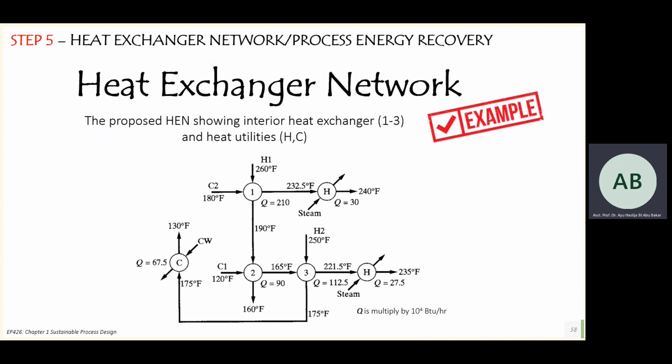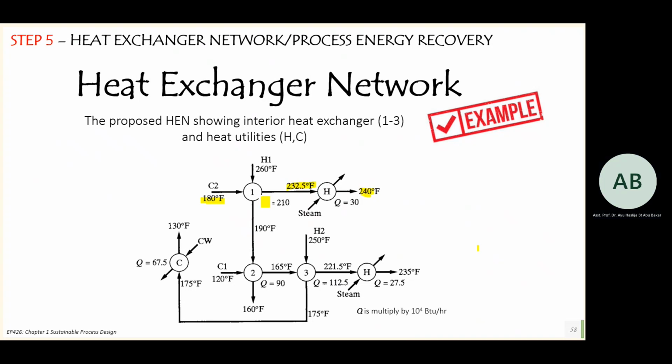Now this is an example of another heat exchanger network, where they use the streams to cool down another stream or to heat up another stream. Okay, for example, we have here C2 from 180 Fahrenheit. You need to heat up to 232. Sorry, you need to heat up to 240.